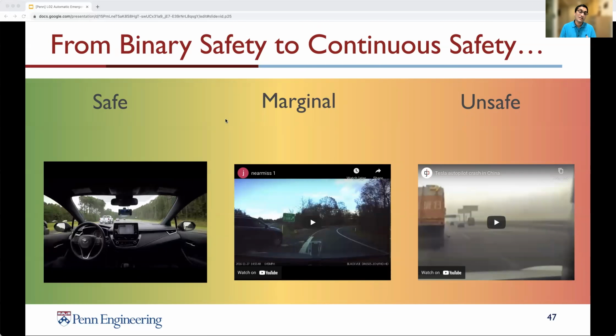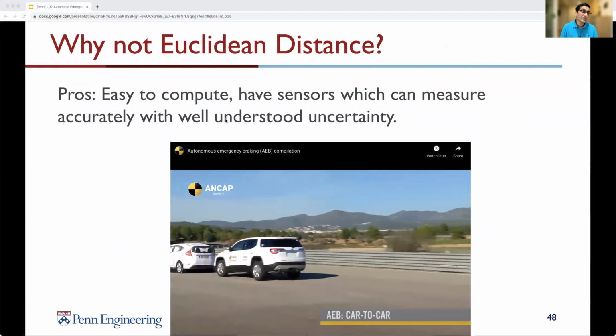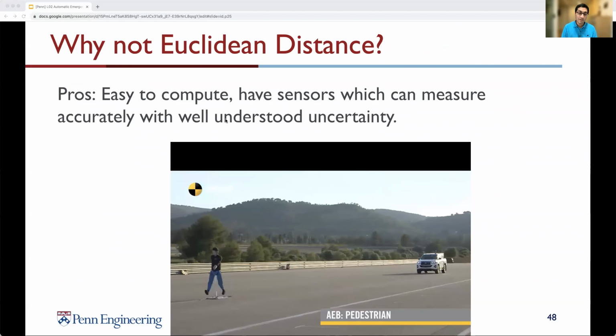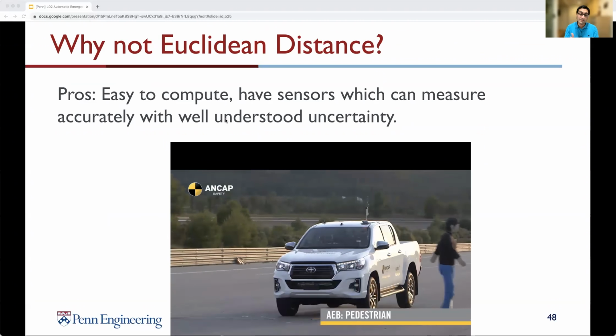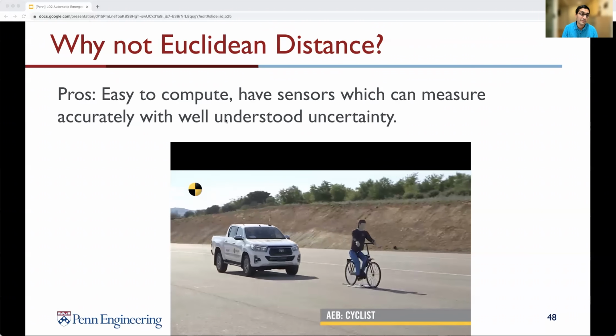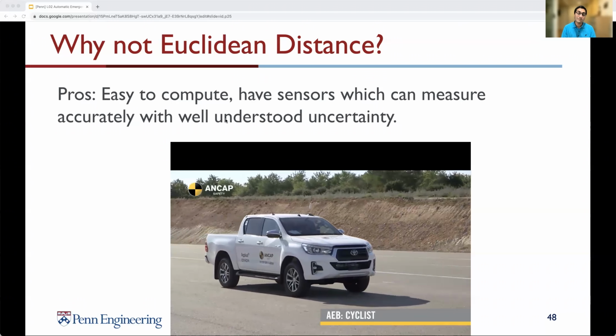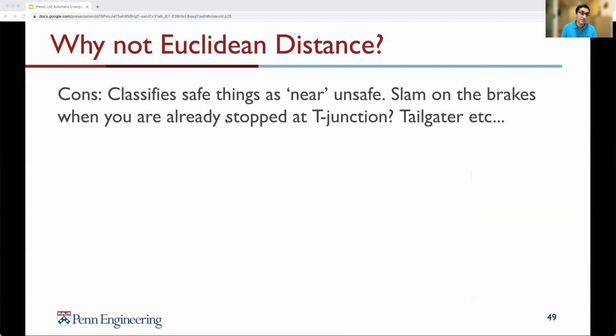So now we need to understand how to capture this time and space in a very simple form that we can use in our code. We could just use the Euclidean distance. It's easy to compute, we have sensors that can measure the distance, and it can be accurately captured. Here we see examples of how this vehicle is capturing any object in front of it and stopping in time by applying AEB.